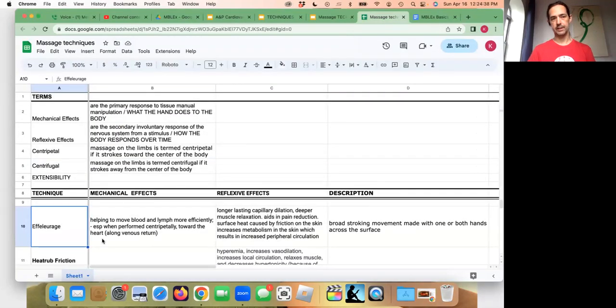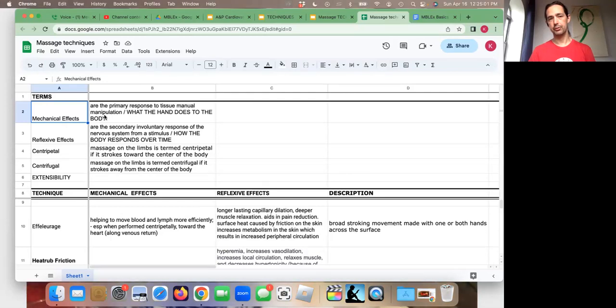Okay, we went over a few of the massage techniques, and I just want to mention some of the terms, including, as we mentioned earlier, centripetal. Massage on the limbs is termed centripetal if it strokes toward the center of the body, so from the limbs to the center of the body. And then mechanical and reflexive, right? Mechanical means the primary response to tissue manual manipulation, what the hand does to the body. Reflexive is the secondary or involuntary or reflexive responses of the nervous system from a stimulus. It's how the body responds over time, or how the body responds to the massage technique.